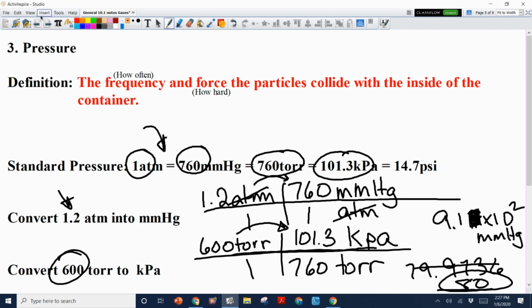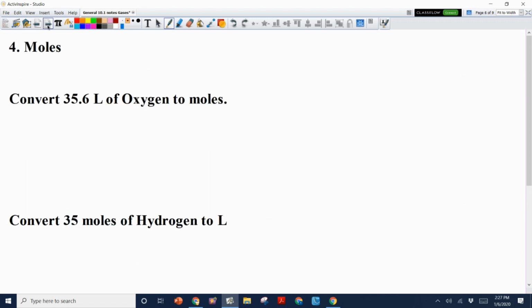All right, moles. Moles is another unit that we're going to be working with. So anytime you have oxygen here, and you're given a volume of oxygen, 35.6 liters, we're going to need to convert that to moles. All right, so again, this is just a simple conversion. How many moles are in a liter? 22.4 liters is equal to 1 mole.